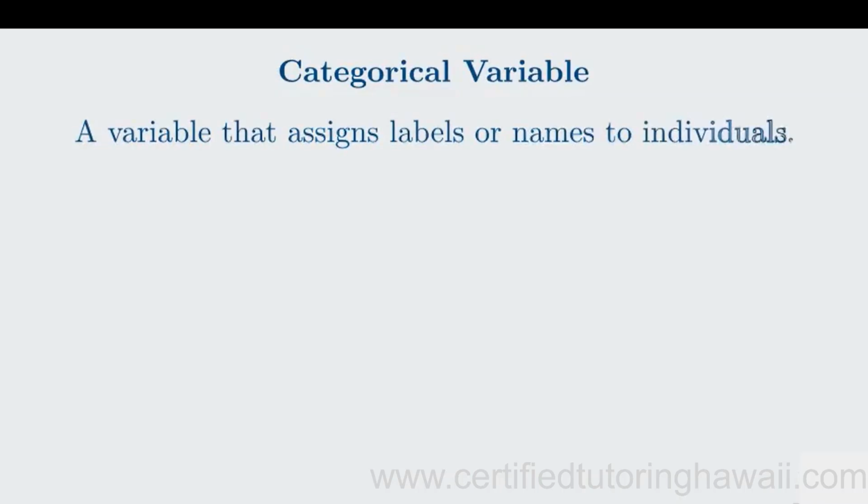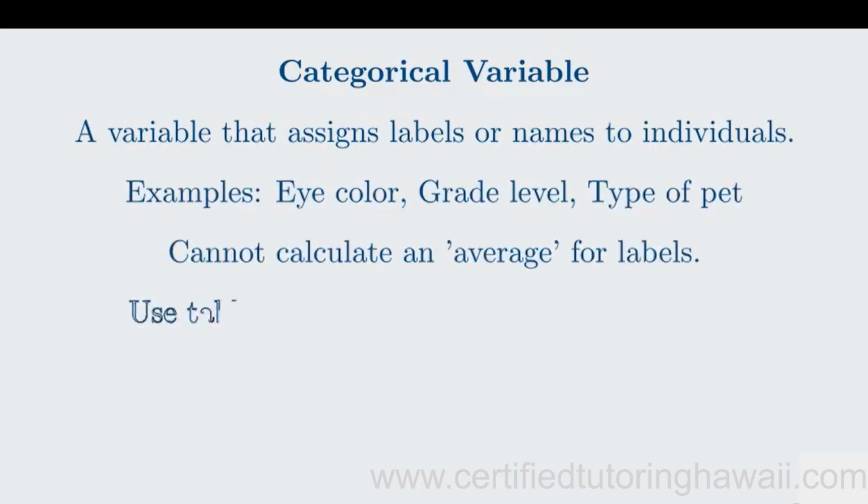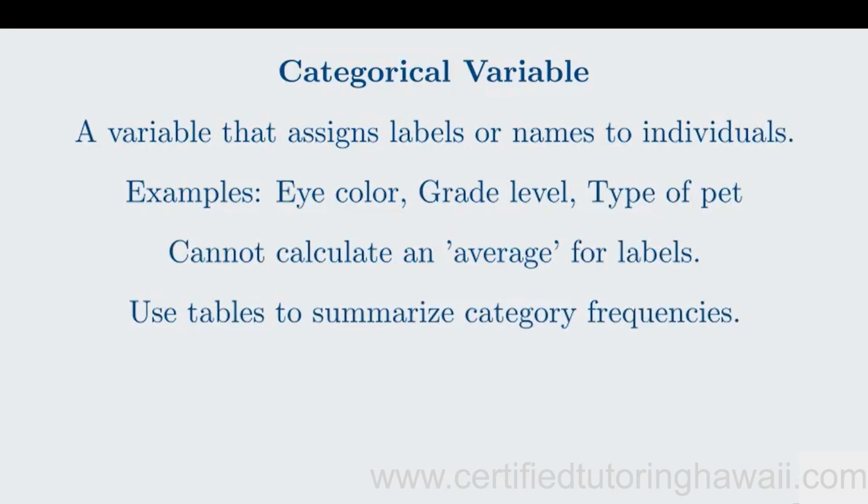Remember, a categorical variable is something that places an individual into a group, like eye color, grade level, or type of pet. Since we cannot calculate an average for categories like dog or cat, we use tables to summarize how often each category occurs. Our first goal is to understand how to build a frequency table.